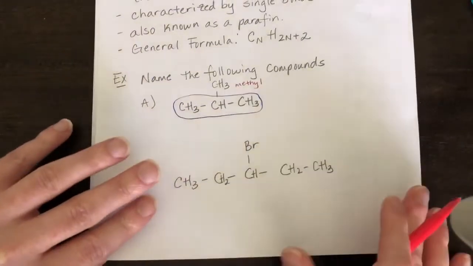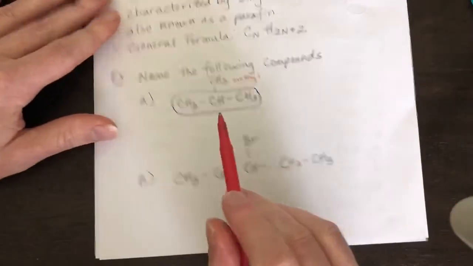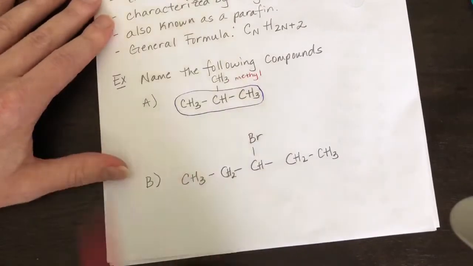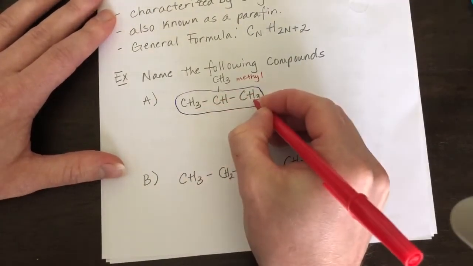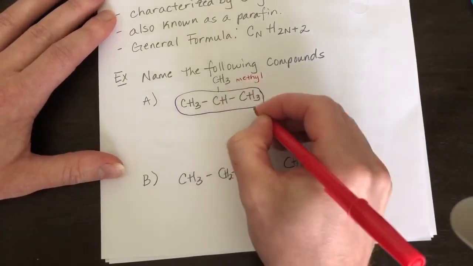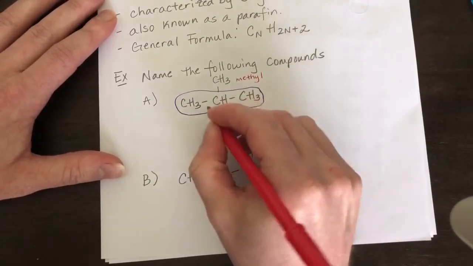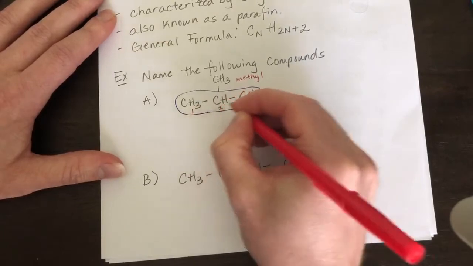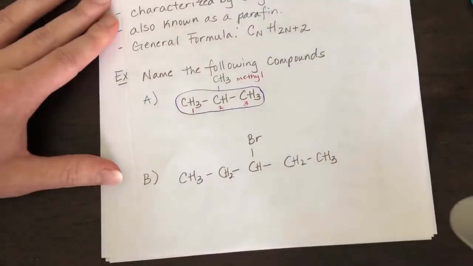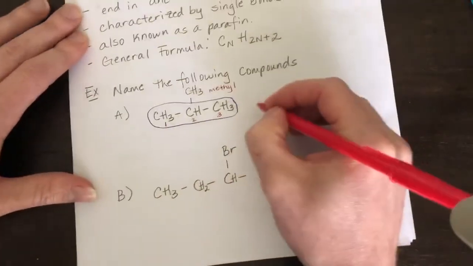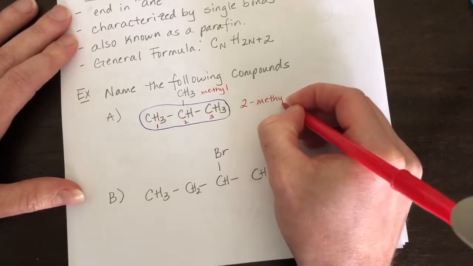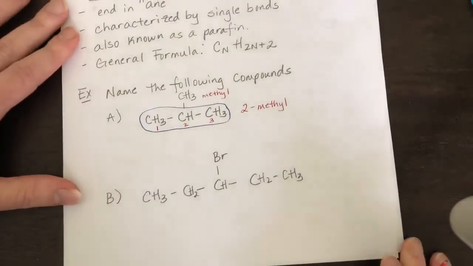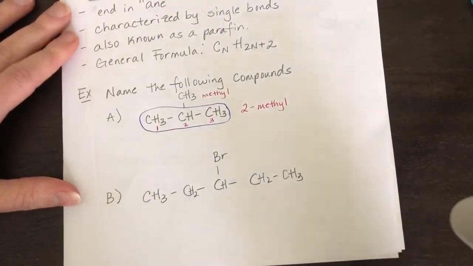Now, we're going to number to where we get the lowest numbers possible for this methyl group coming off. So we can number 1, 2, 3 going this way, and this would be a 2, or we can number going this way, 1, 2, 3. It's still the same exact thing. So when we go to name this, it's going to be 2-methyl, and our parent chain is 3 carbons long, so it's going to be propane.